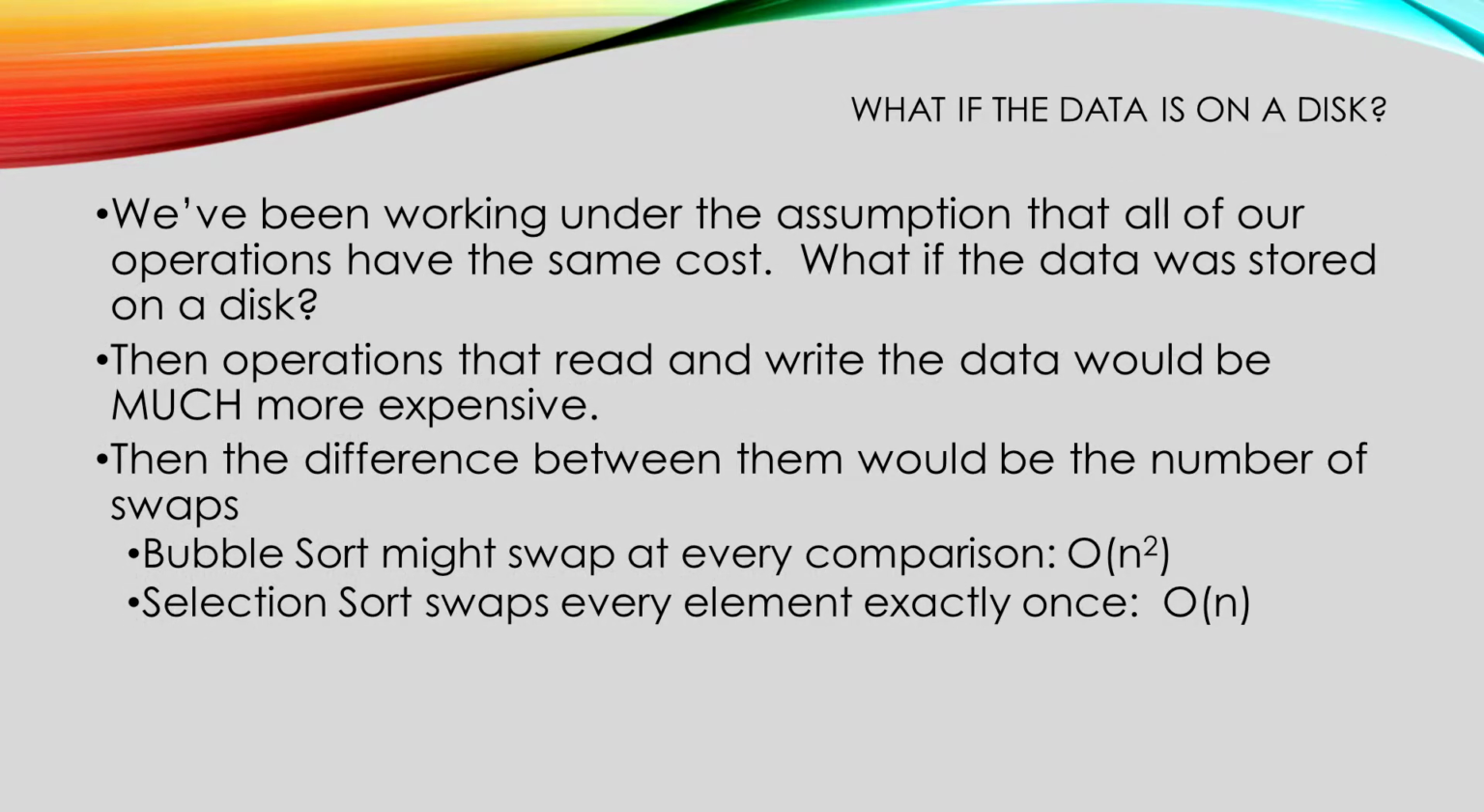In the runtime analysis we've done so far, we could just think about the operation that happens most because all of the operations take about the same amount of time. However, if the data is stored on disk instead of in memory, accessing the data takes much more time than anything else. In that case, we'd count the number of swaps the algorithms do. Bubble sort might make a swap for each comparison it does, so its number of swaps would be big O of n squared, the same as we found before. Selection sort will only do one swap for each element, so its number of swaps is big O of n. So, if our data was stored on a disk, selection sort would run much faster than bubble sort.